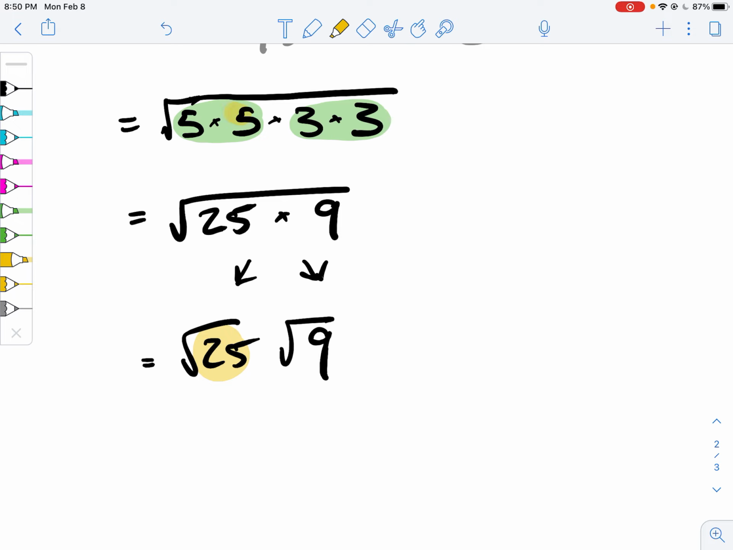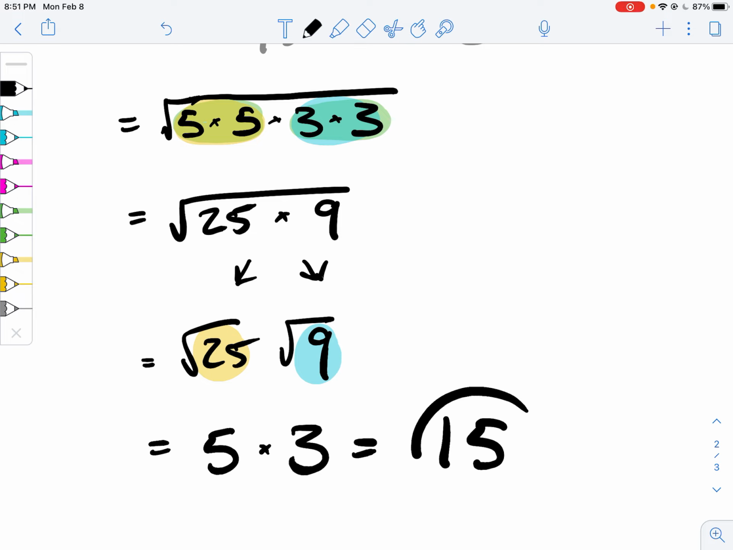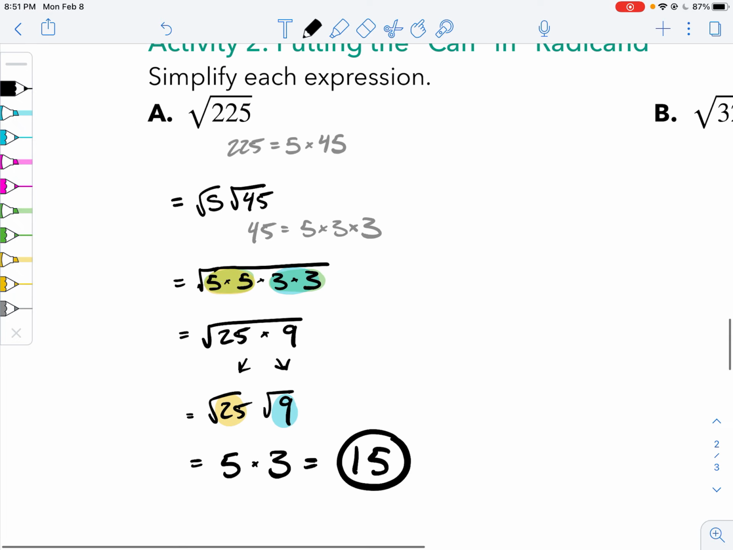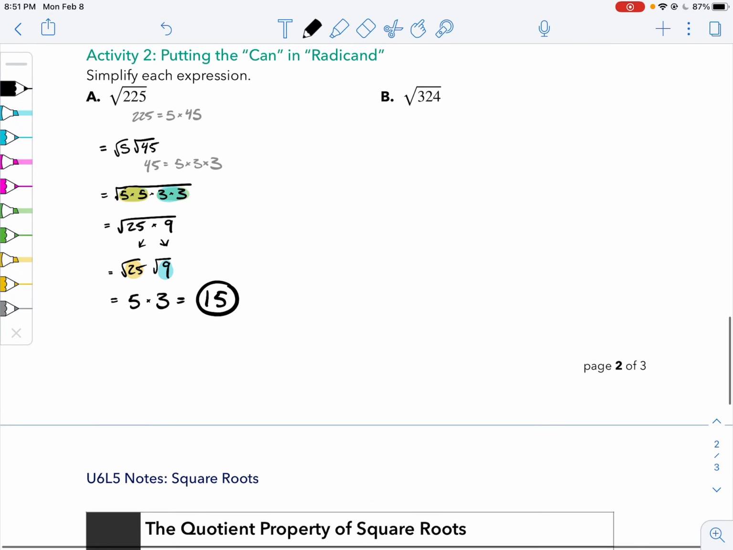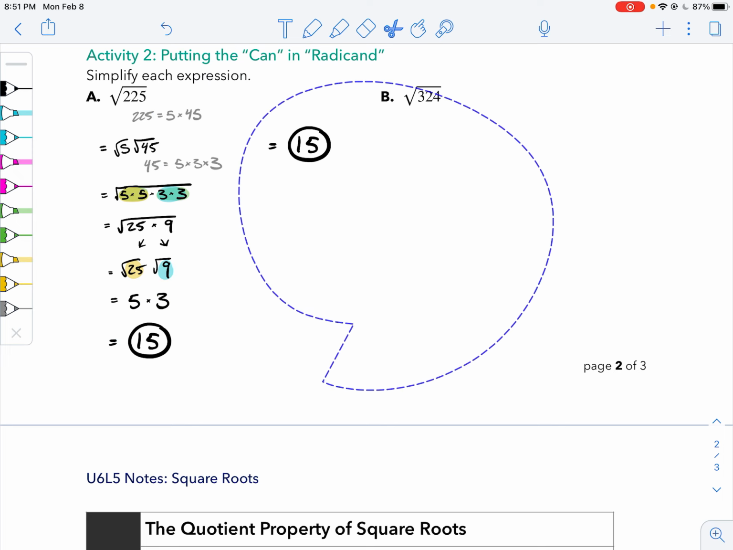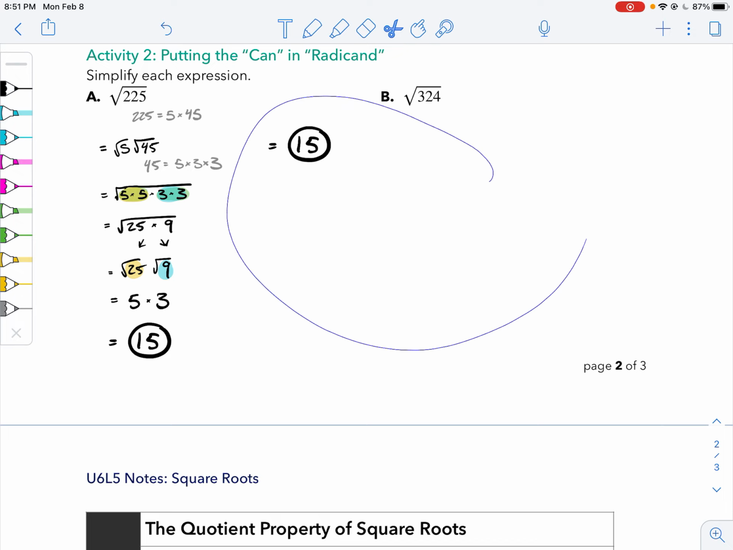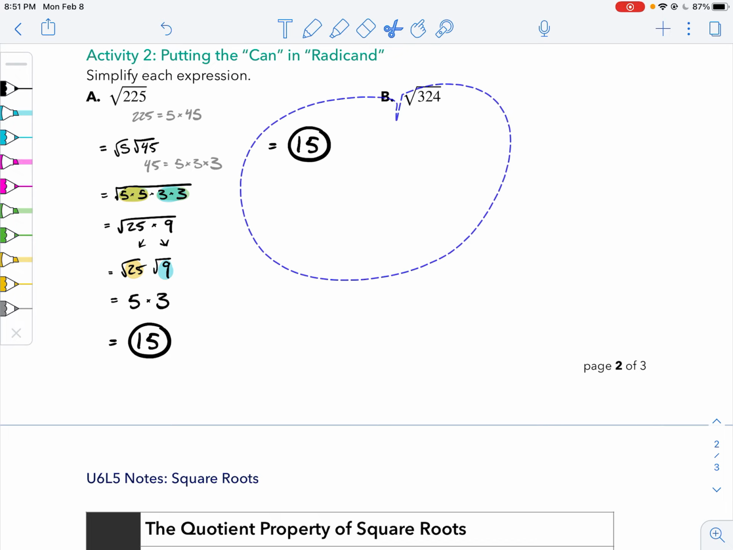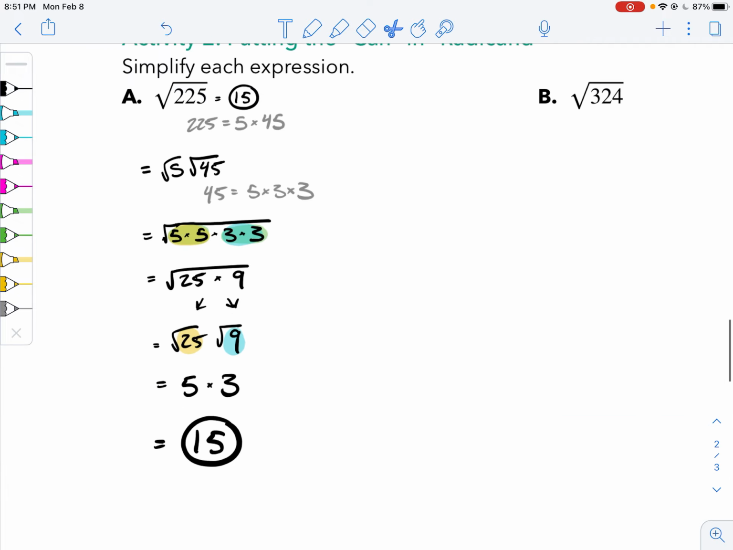But this is going to be really convenient because guess what? Do you know what the square root of 25 is? It's 5. Do you know what the square root of 9 is? It's 3. Do you know what 5 times 3 is? It's 15. So tracking back all of our equal signs, that tells us that the square root of 225 is in fact 15. Boom. And you can go ahead and plug that into your calculator and it will prove to be true. Okay?